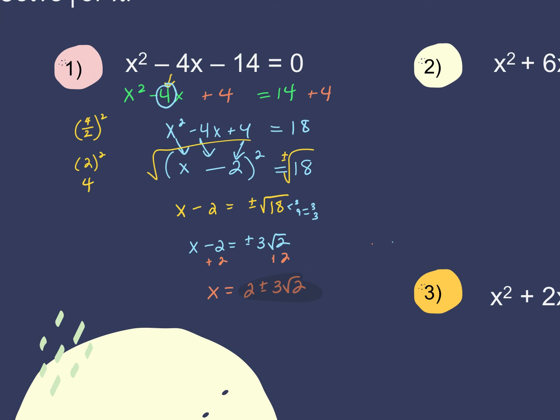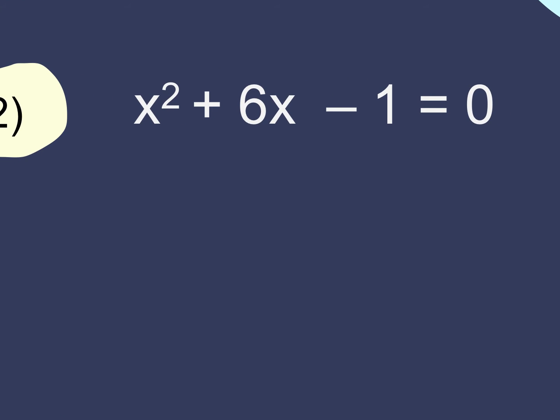Good so far. We're going to do it again. Step 1. Move the 1 to the other side. Step 2. Good. There's nothing on the front to take out. If there was, I would. But if not, I go straight to the 6.